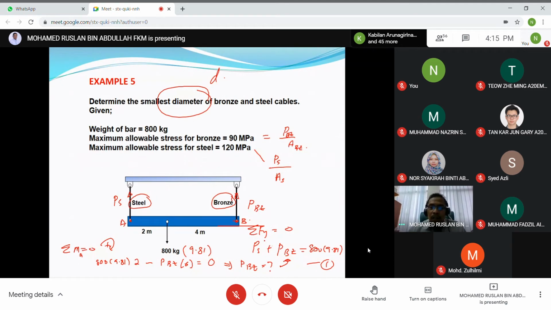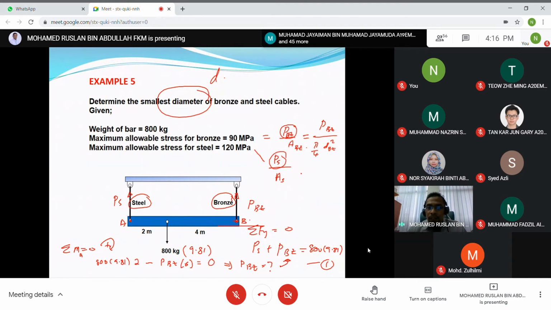So after that, you just put it here. This is PS, and this is PBZ. So from that, you can determine the diameter, because this is PBZ. And the area for the bronze equal to pi over 4 d squared. So this is for the bronze.